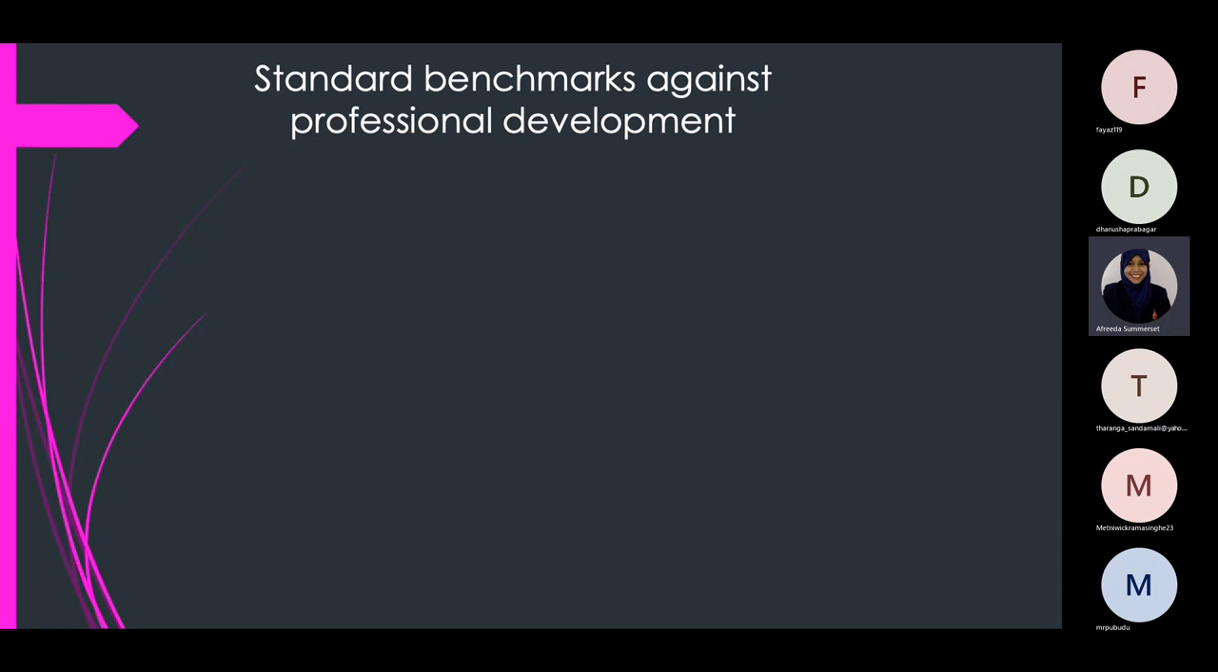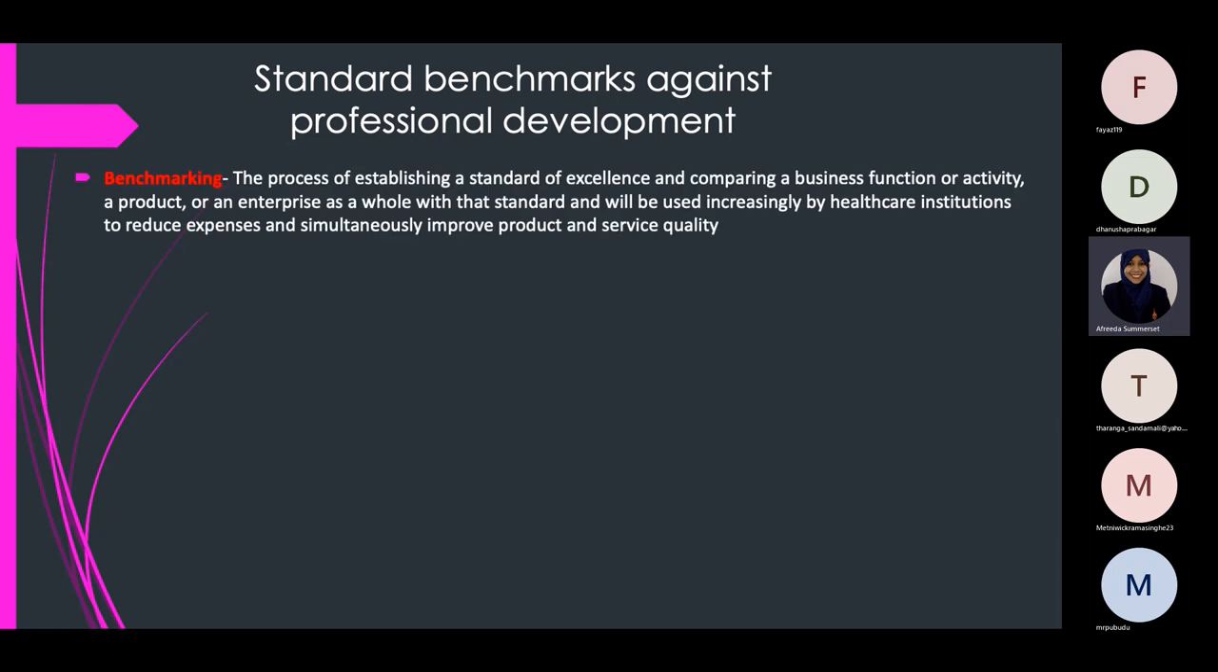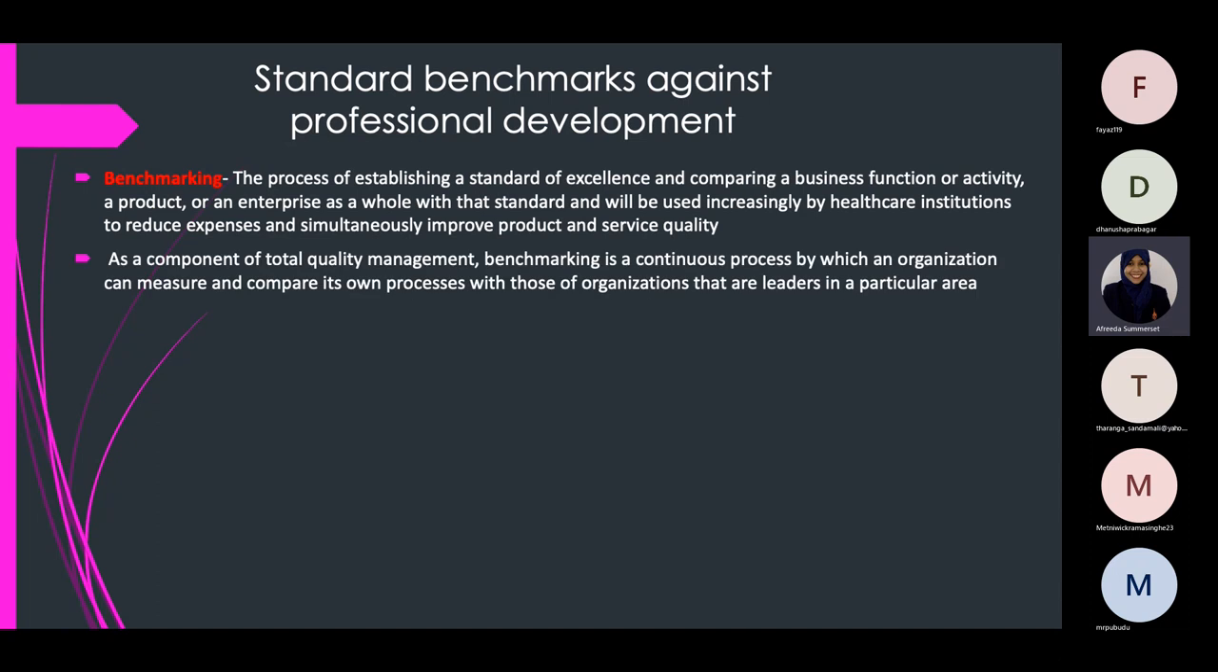Those are the benchmark when it comes to vulnerable populations in the healthcare sector. But when it comes to consumable products, it is always the SLS or the ISO symbols, right? So benchmarking is establishing a standard of excellence, right? And as a component of total quality management, benchmarking is a continuous process by which an organization can measure and compare its own process with those of other organizations, right? So we learned about types of benchmarking: internal, competitive, functional, and generic.